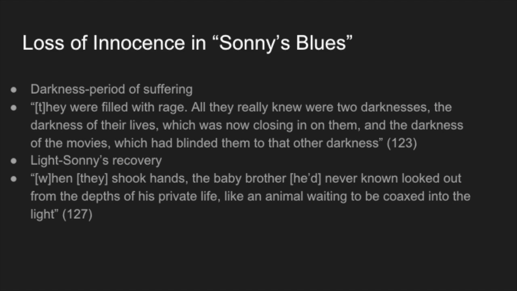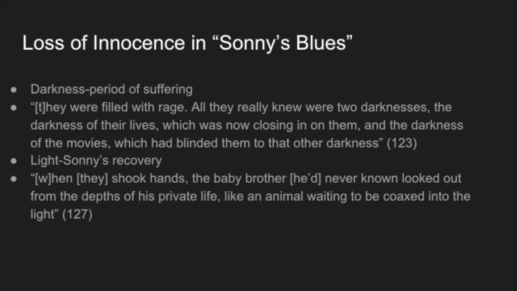In Sunny's Blues, Baldwin uses the term darkness to represent a bad time or period of suffering in the lives of the characters. In the beginning of the short story, the author is discussing the main character, Sunny, and other characters who struggle with drug addictions. He describes these characters in a very dark, depressing manner.